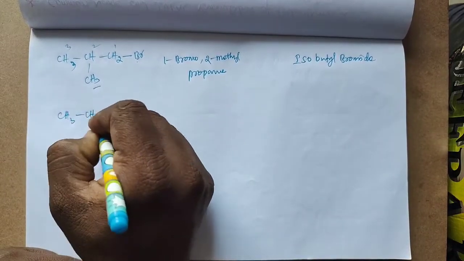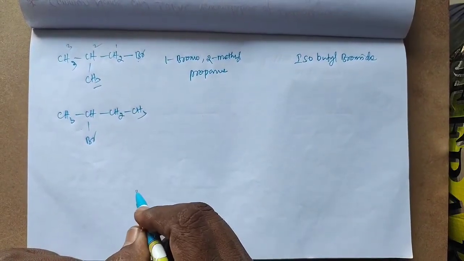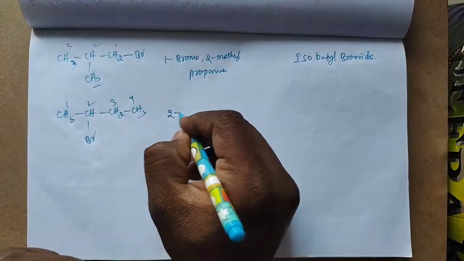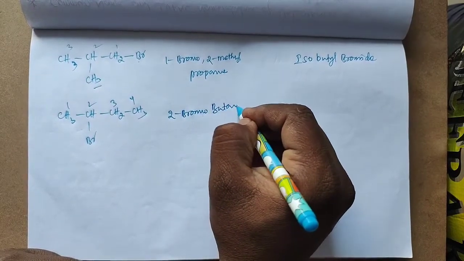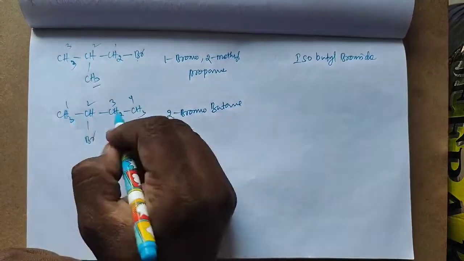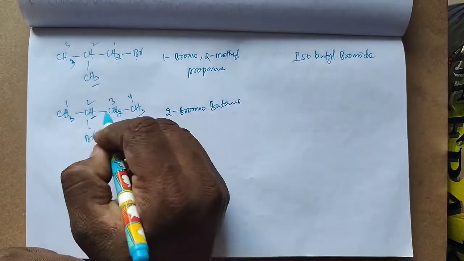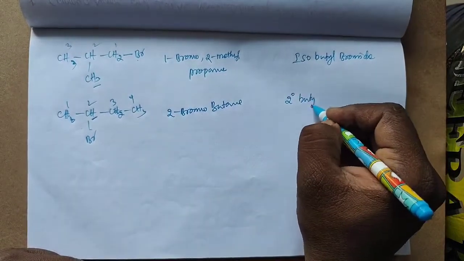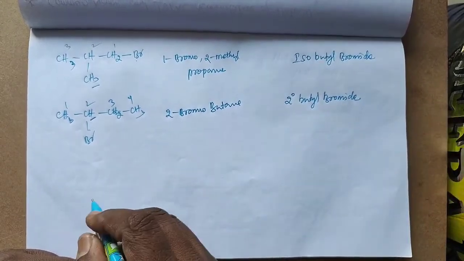CH3, CH, single bond, CH2, CH3. In this, the bromine is bonded at this position. We take the 1, 2, 3, 4 long chain, 2-bromo, with 4 carbons: 2-bromobutane. And commonly, this carbon position has two alkyl groups present. The halogen-bonded carbon has two alkyl groups, so we call this secondary butyl bromide.